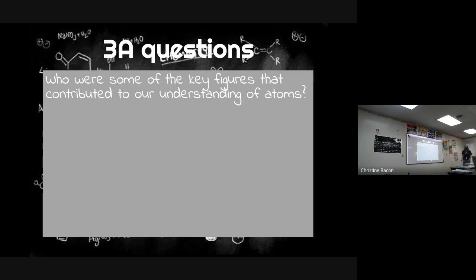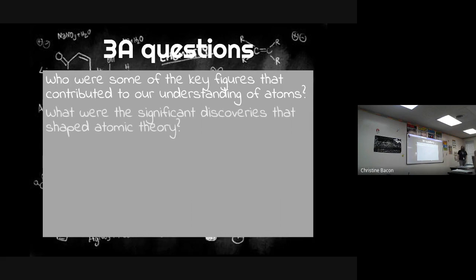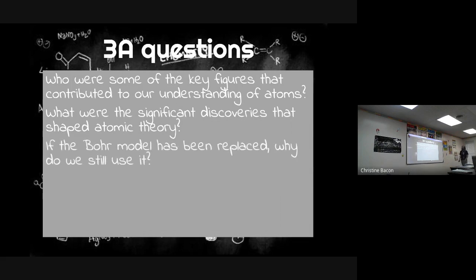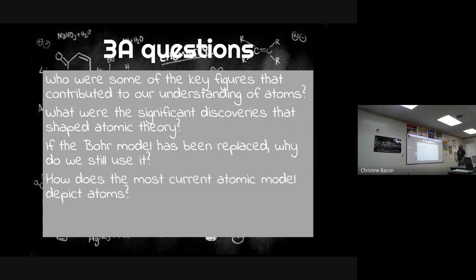All right, so the objectives of this lesson today. Who were some of the key figures that contributed to our understanding of atoms? What were the significant discoveries that shaped atomic theory? So the progression of discoveries from Leucippus, Democritus, Aristotle's time to where we're at today. What were those significant discoveries? The Bohr model, you'll find out what that is. If it has been replaced by something more workable, why do we still use it? We'll discuss that. How does the most current atomic model depict atoms? What does it show that they look like?